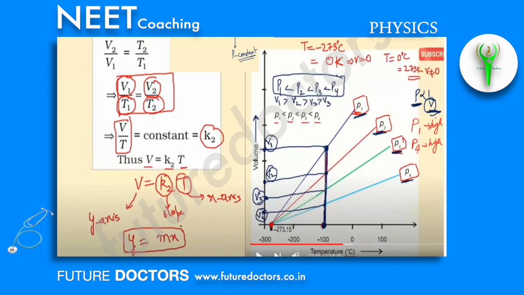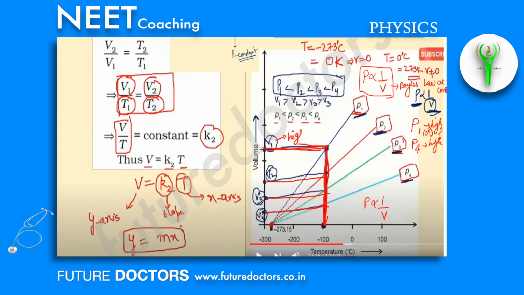Is P1 high or P4 high? How to find out? From Boyle's law, we know pressure is inversely proportional to volume at constant temperature. So we are going to keep temperature constant. This is the volume V1, then V2, V3, V4. V1 volume is high.